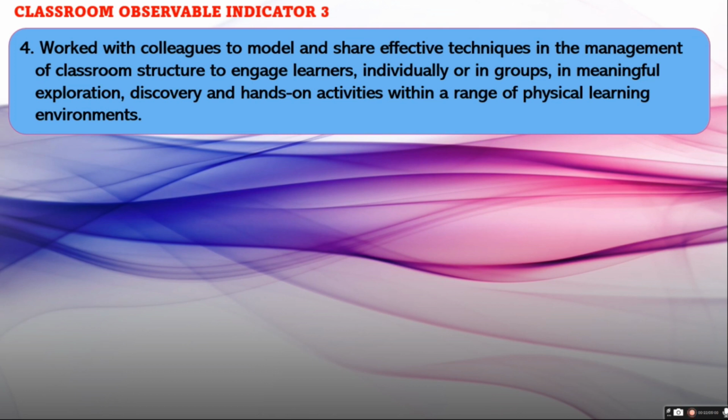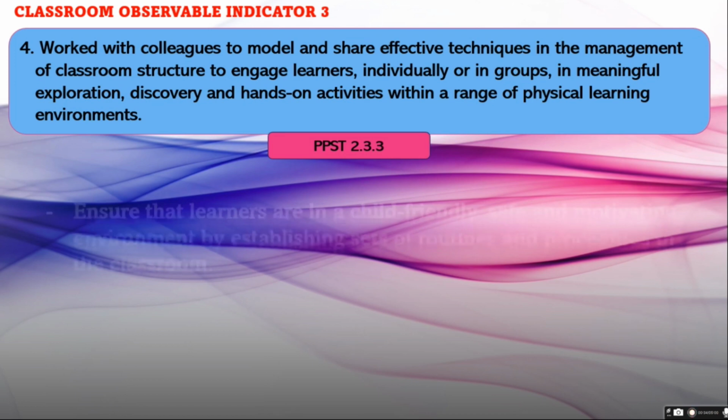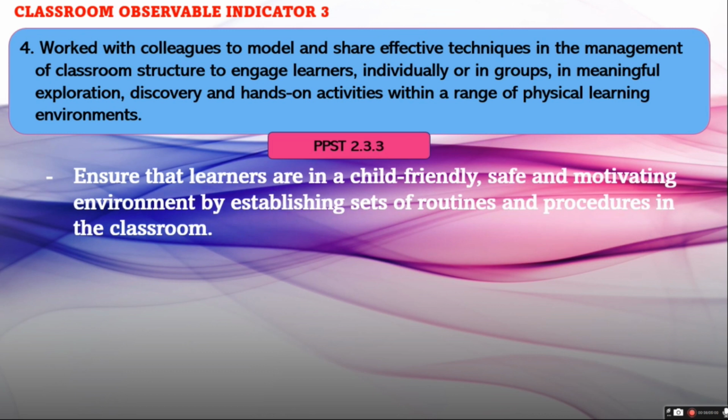Now, for this classroom observable indicator, we can consult PPST 2.3.3 for some tips on how we can get the highest possible score. But I have added here some of the tips. Number 1, ensure that learners are in a child-friendly, safe, and motivating environment by establishing sets of routines and procedures in the classroom.